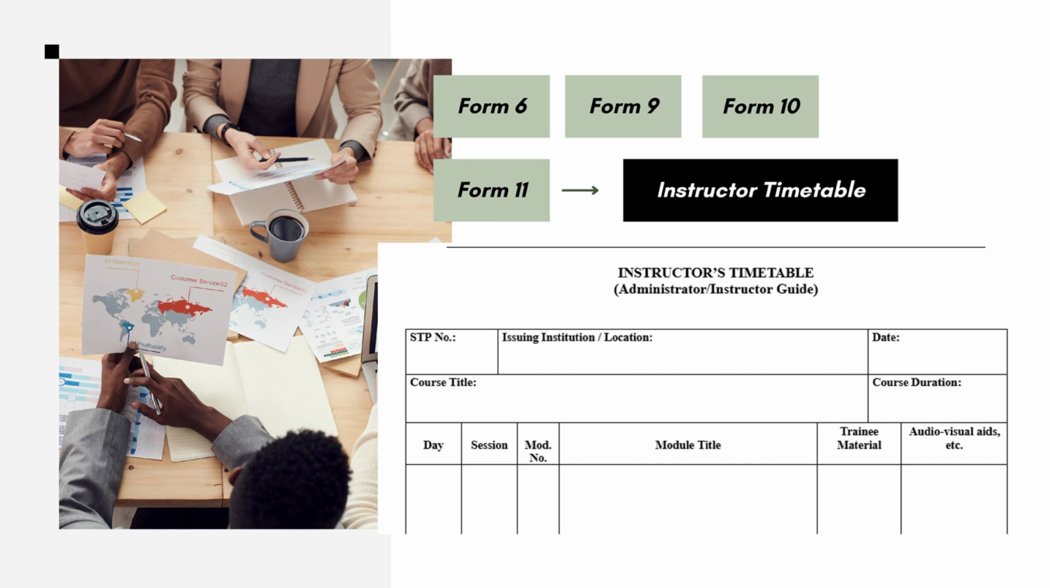This may include handouts, reference documents, or other job aids. In addition, you will also indicate the audio-visual aids required for each session, such as PowerPoint slides, audio files, or videos. By completing Form 11 properly, you as an instructor will always have a clear timetable, session plan, and teaching resources ready, ensuring your training runs smoothly and effectively.